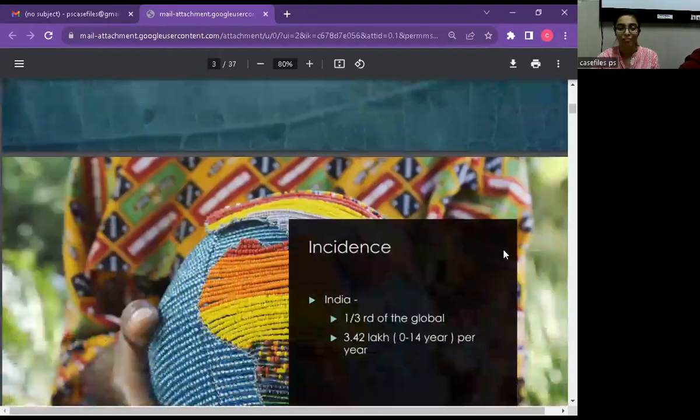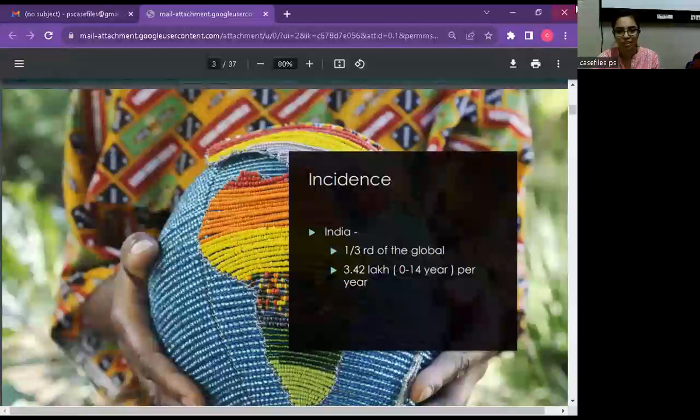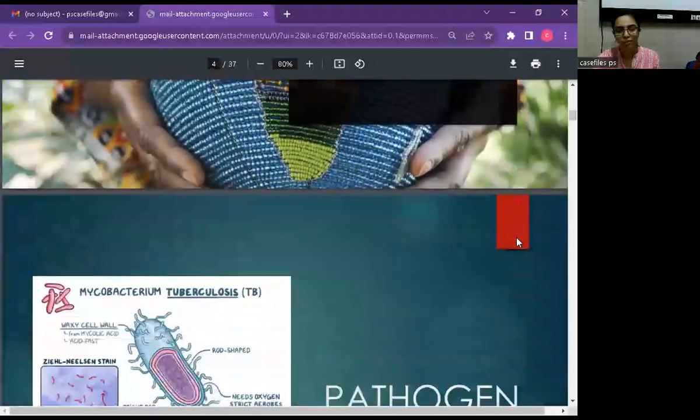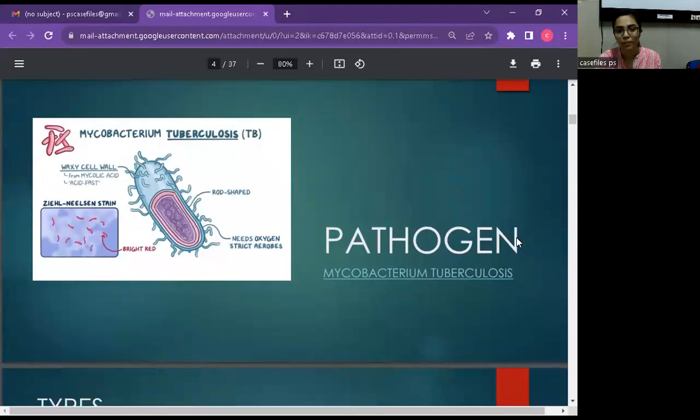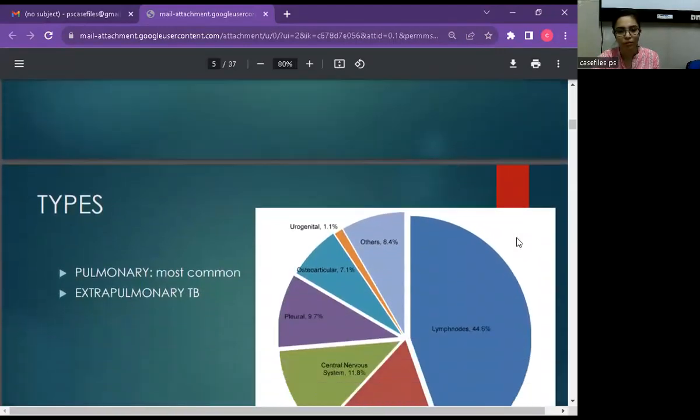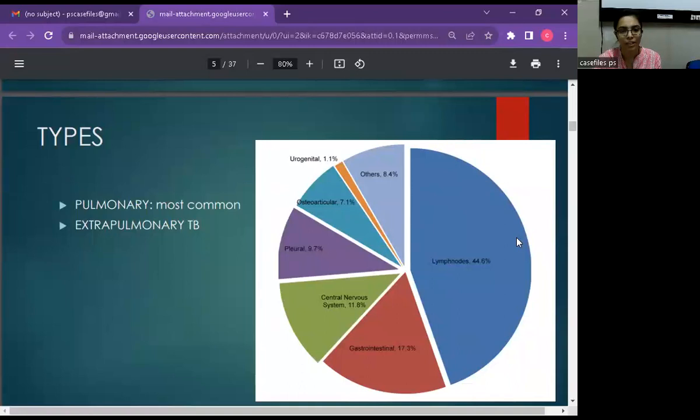First is tuberculosis. The incidence of tuberculosis in India constitutes one third of the global burden of the whole world, of which 3.42 lakh per year are of 0 to 14 years of age. The cause is Mycobacterium tuberculosis, which is a gram-positive, acid-fast, aerobic bacillus. The types of tuberculosis are pulmonary and extrapulmonary TB. Most commonly it is pulmonary. In extrapulmonary, most commonly it involves lymph nodes, GI and other systems.